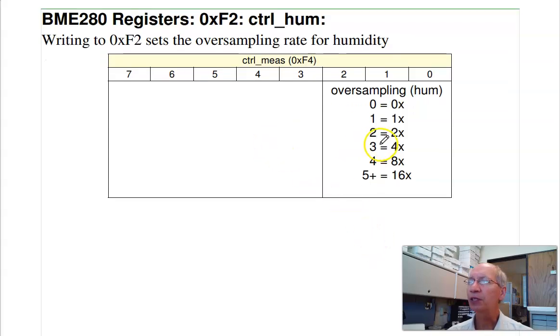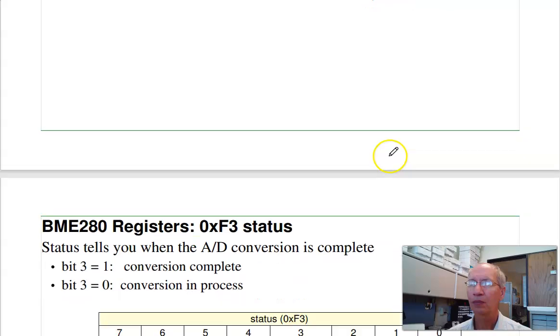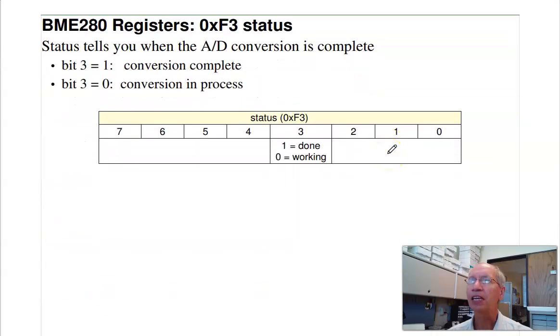F2 is for the humidity measurement. Sets the oversampling, basically how many measurements do you take the average, return the average. And finally status. While bit number 3 is 0, it's doing an A to D conversion. When it goes to 1, the conversion is complete, and I'm ready to read the result.